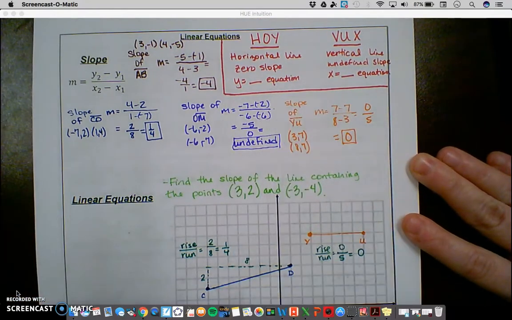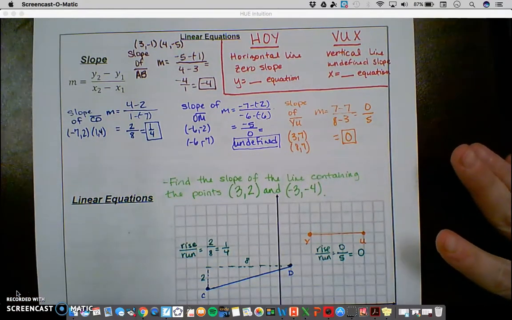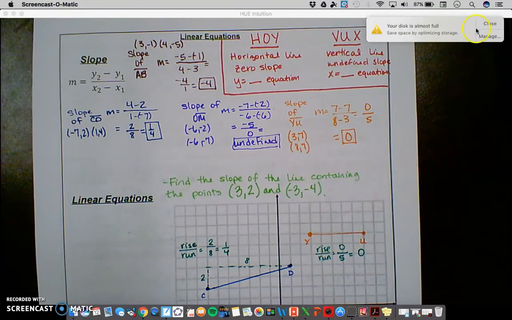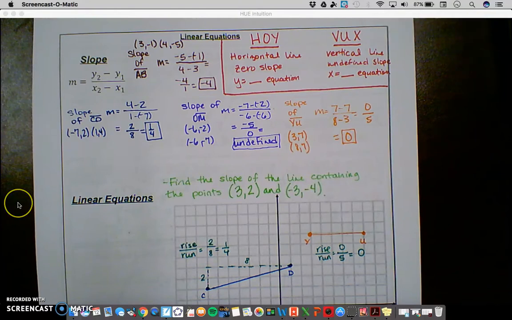Remember HOI and VUX. HOI stands for horizontal line, has a 0 slope, and we have y equals equation. VUX stands for vertical line, undefined slope, and an x equals equation. What I want you guys to do is find the slope of the line containing the points 3, 2 and -3, -4.